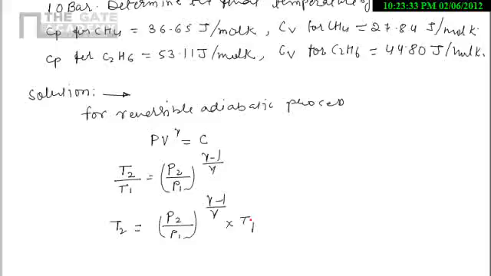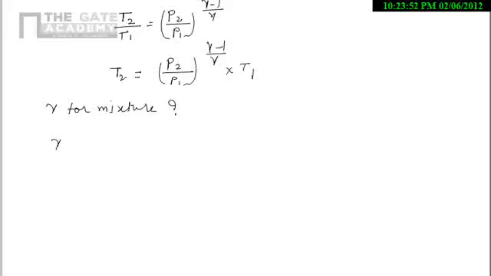But gamma. Here we know gamma for air is 1.4, but here we are using a mixture of CH4 and C2H6. So we have to find gamma for this mixture. Gamma is nothing but the ratio of Cp and Cv. So we have to find Cp for the mixture.